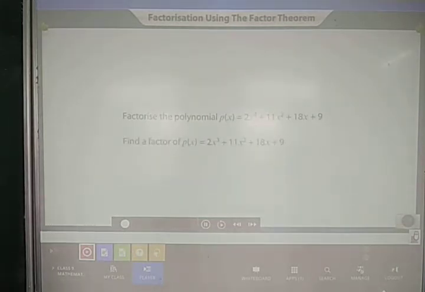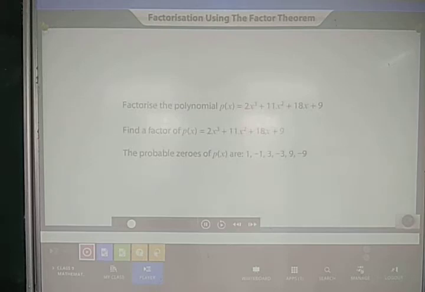For this, we need to find the factors of this polynomial by the hit and trial method. Let us first find the numbers that can be the probable zeros of p of x. Since all the zeros of this polynomial p of x should be factors of the constant term 9, its probable zeros are 1, minus 1, 3, minus 3, 9 and minus 9.